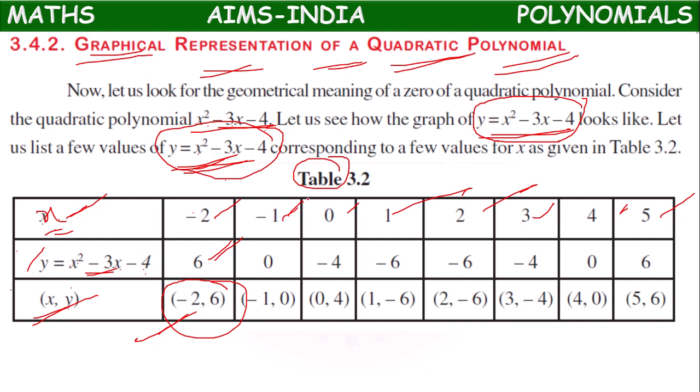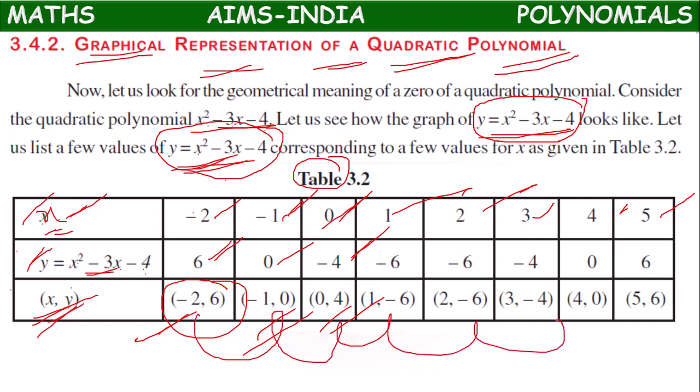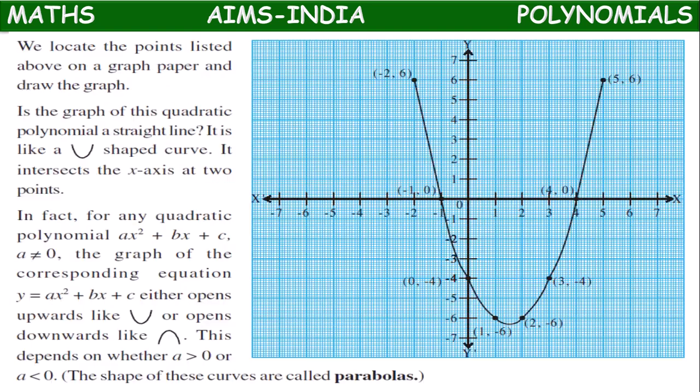In the same way, for -1, 0, -1 comma 0. For 0, -4, 0 comma -4. Like that, we have to construct a table for x values, y values, and for xy coordinates. Now we have got 1, 2, 3, 4, 5, 6, 7, 8 coordinates. With the help of these coordinates, we can draw a graph. We can draw a graph like this.